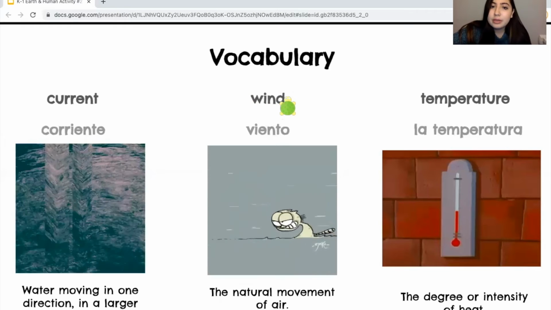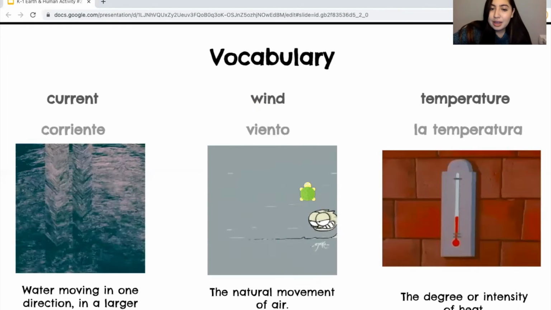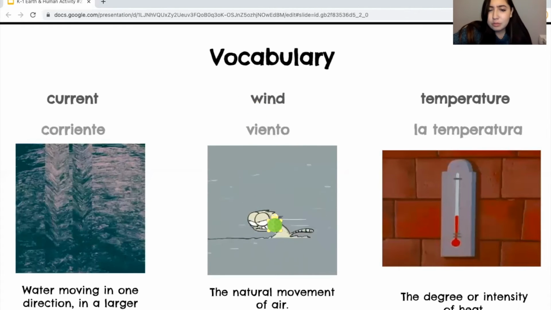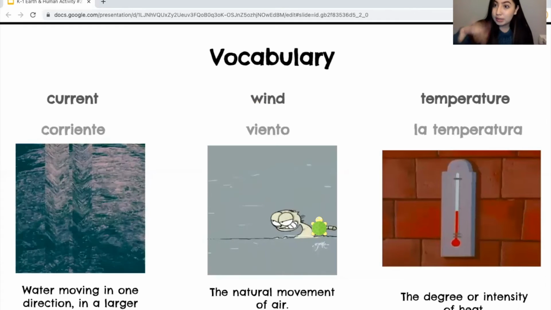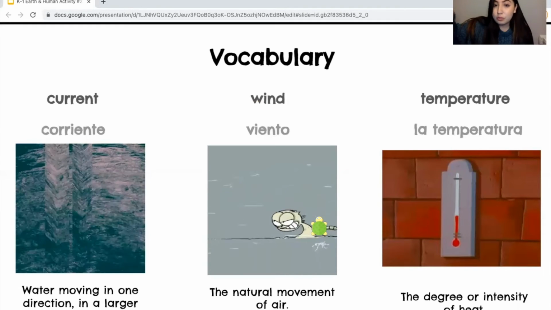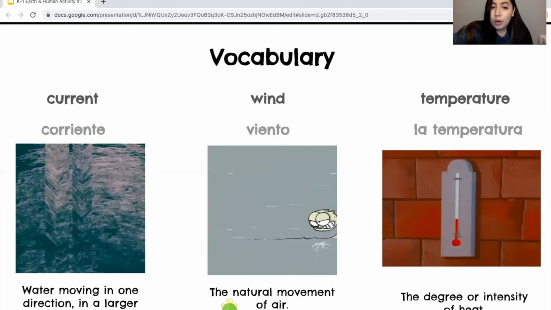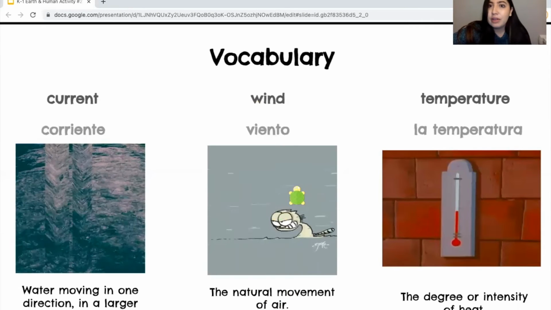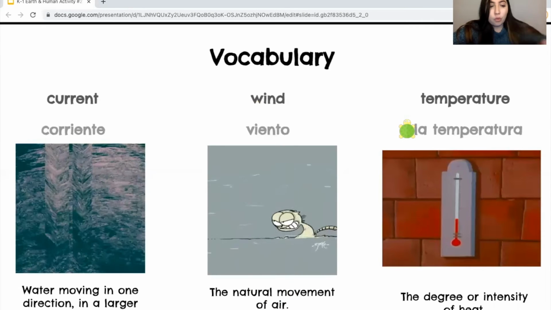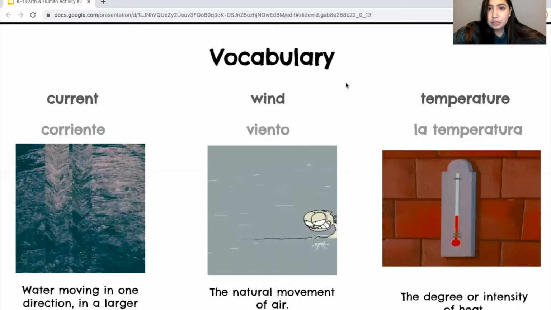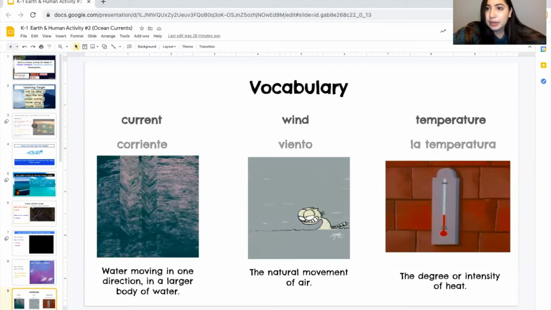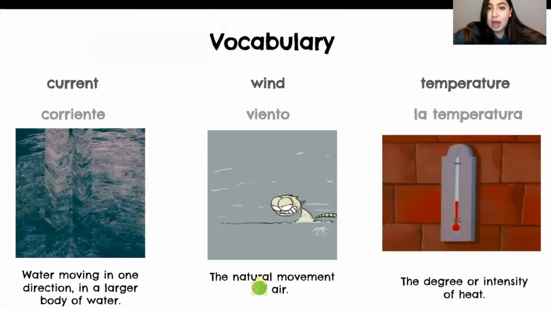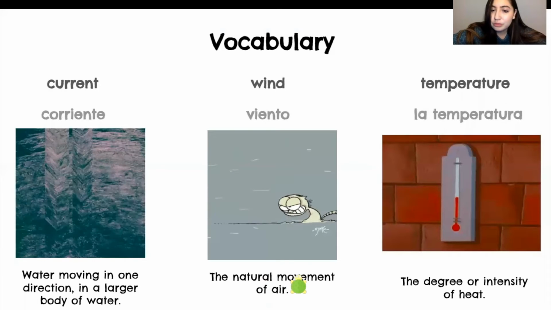Our next vocabulary word here is wind. And you can see my little friend here. He's moving because of the wind, and you can see the wind moving the water. Well, wind is the natural movement of air, and I'm sure many of us have felt wind before. Give me 1 second, friends. I'm going to try to make this a little bit bigger so we can see it. Let's try that. Perfect. So we know that wind is the natural movement of air.